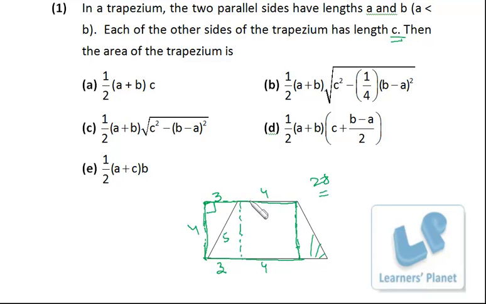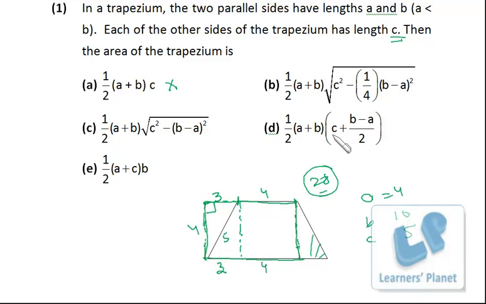Okay, now you have got the values of a, b, c. c is 5, b is actually the total length, that is 4 plus 3, 7 and 3, 10, and a is this length only, so that is 4, right? Now put the values of a, b, c in the options and see which gives the answer 28. Whenever you get 28, that will be the correct option. So a plus b into c, a plus b is 14, by 2 that is 7, into 5, we are getting 35 in this case, so it's wrong.